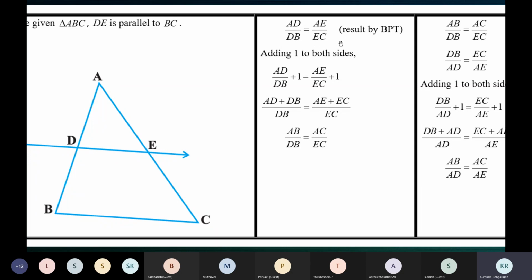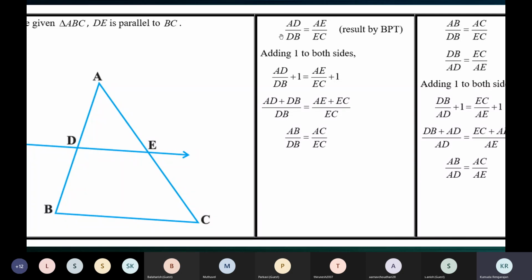When you see this, this is a proportion. What is a proportion? When two ratios are equal, they are said to be in proportion. When A by B is equal to C by D, that means it's a proportion. Equality of two ratios is called a proportion. In this, the left hand side is a ratio, the right hand side is a ratio, and this entire thing is a proportion.